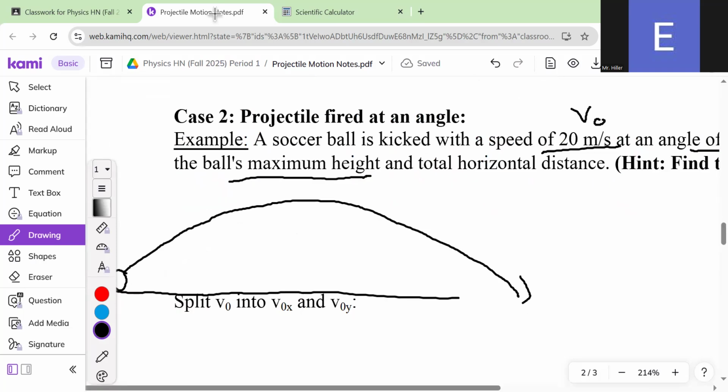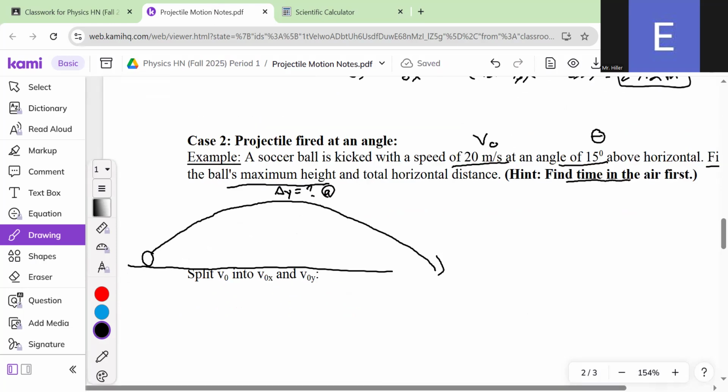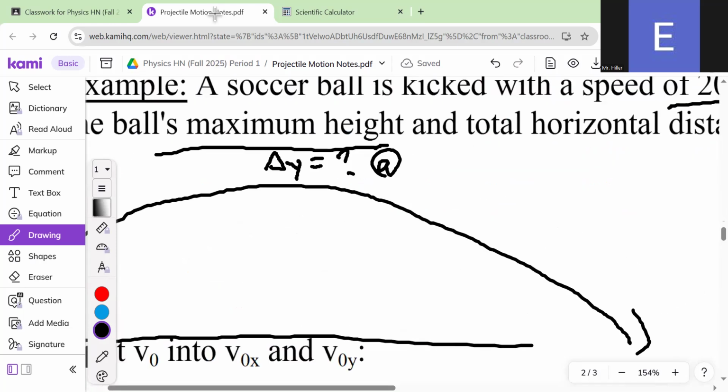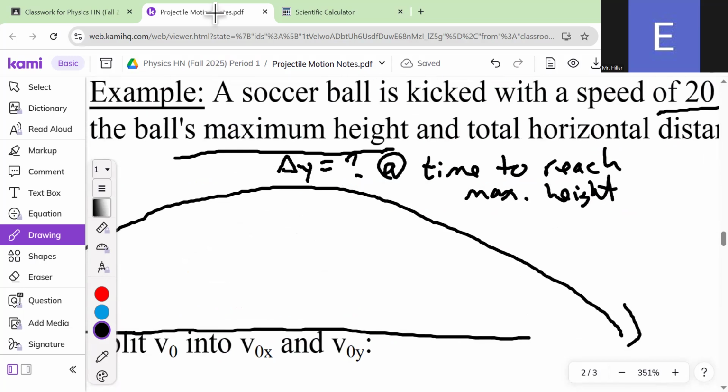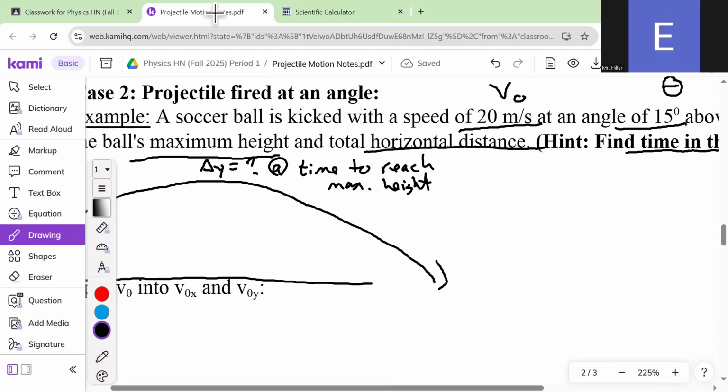Find the maximum height. Okay, if you think about it, that's going to be my displacement at the time it takes to be at its highest point. So I'll find the time to reach maximum height. I'll show you a couple ways we can pull this one off. And then horizontal distance, right? We're looking for delta x again.